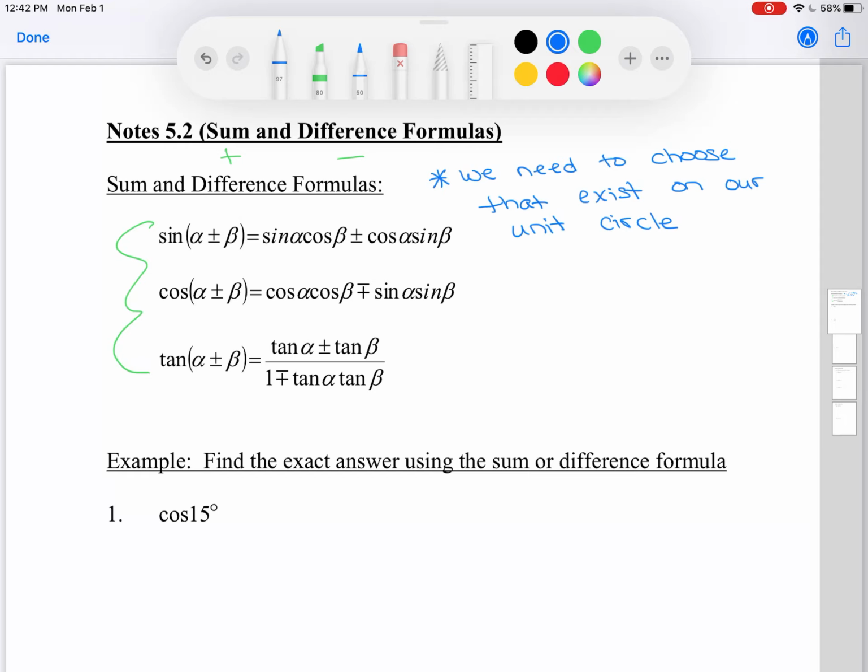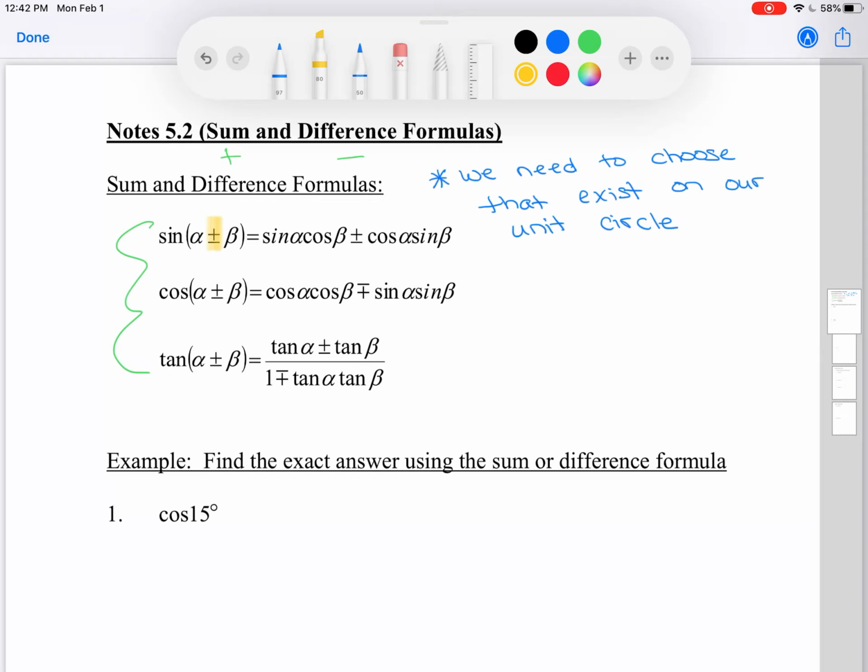Also, if you do find yourself needing a random angle like 5 degrees or something like that, chances are you're just choosing the wrong angles. Every single problem that we give you can be created through angles on the unit circle. It's just a matter of you choosing the angles you would prefer. Okay, so go ahead and look over these formulas.